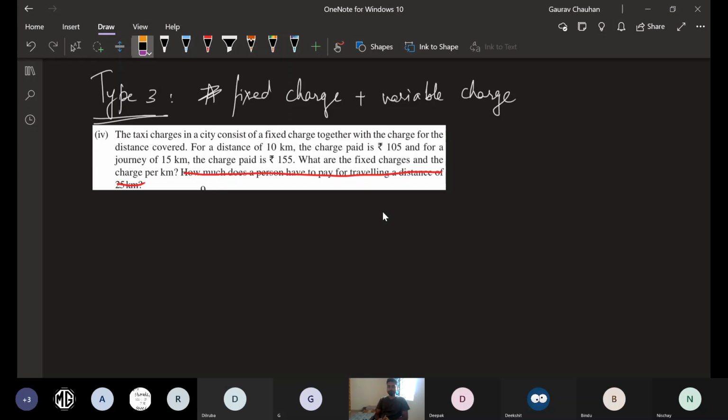Sir, so they are saying a taxi in a city has some fixed charge, sir. So I think a group of taxis will have a fixed charge in a city for the distance that they cover. So they are asking what is the fixed charge, sir, and the charge per kilometer.